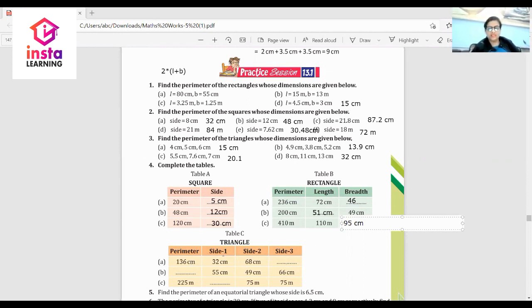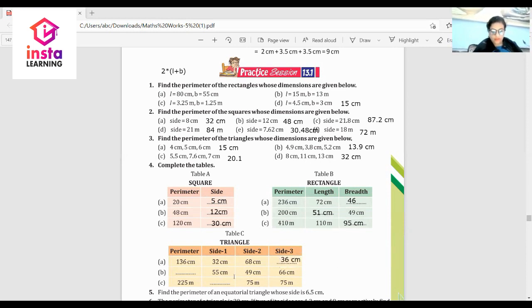Now, perimeter is that side 1, side 2, side 3 is given. So, what we are going to do is we are going to add 2 sides and for third side we have to minus it from the number. So, answer will come here 36 centimeter.